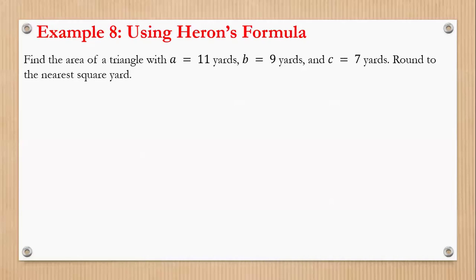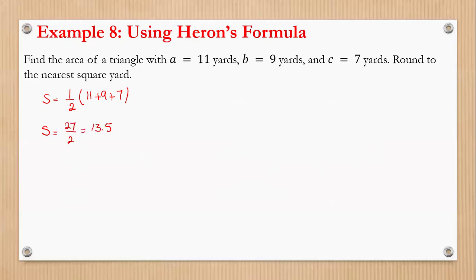Let's look at another example. Again, we want to find the area of the triangle with these three sides. The first step is finding S, which is half of the perimeter, meaning adding all three sides and dividing by 2. If I add 11 and 9, it would be 20, plus 7 is 27. If I divide 27 by 2, it would be 13.5.